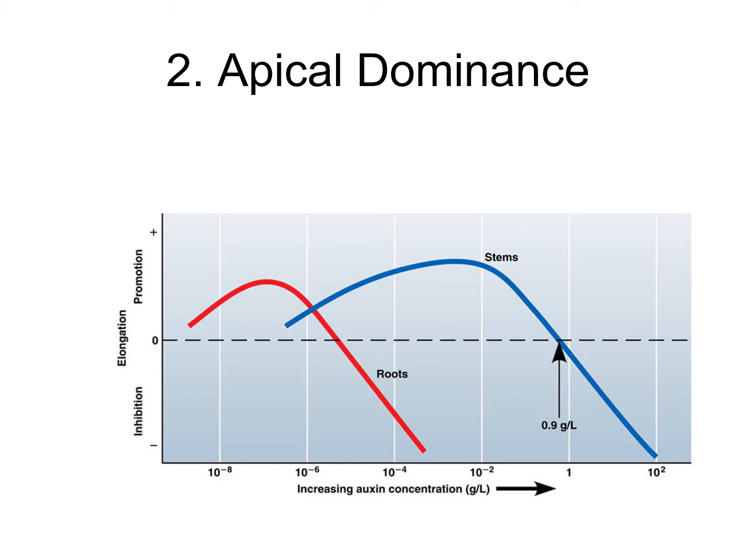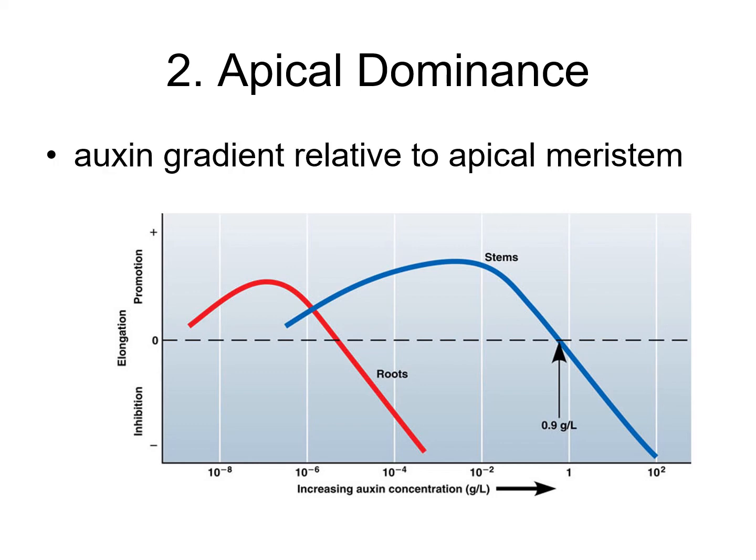Auxin at different concentrations has different effects. If you look at the blue side of this graph, in lower concentrations, auxins stimulate growth, but at higher concentrations, they inhibit it. So up and down the stem of a plant, you can have an auxin gradient. If the plant loses its tip, it will often lose that apical dominance. It will become more bushy, right?